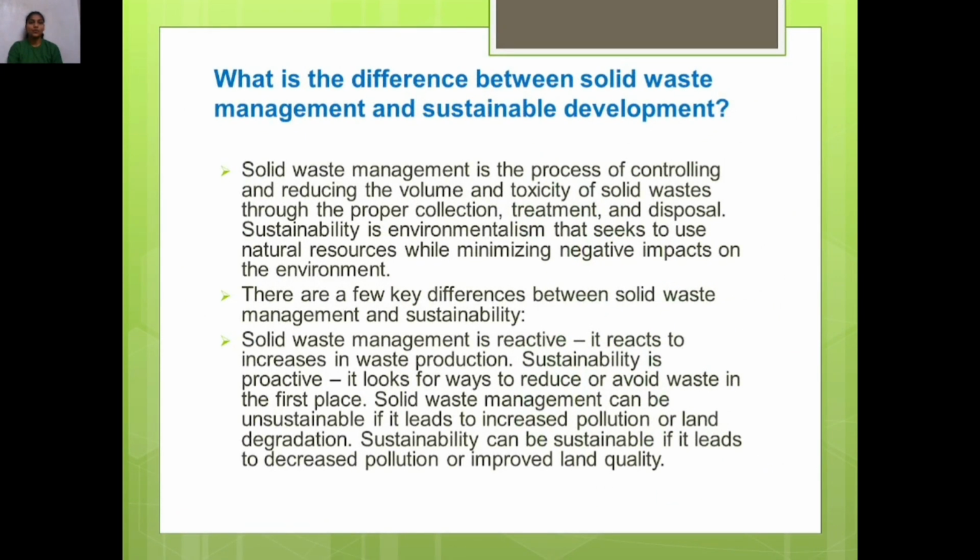First, let us know what is the difference between solid waste management and sustainable development. Solid waste management is the process of controlling and reducing the volume and toxicity of solid waste through the proper collection, treatment and disposal. Sustainability is environmentalism that seeks to use natural resources while minimizing negative impact on the environment.